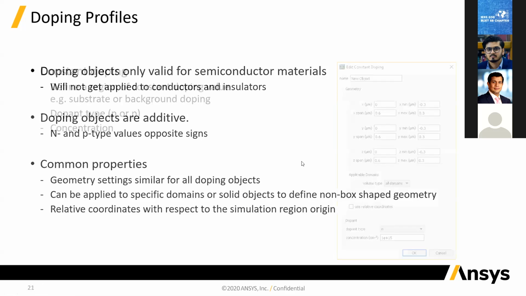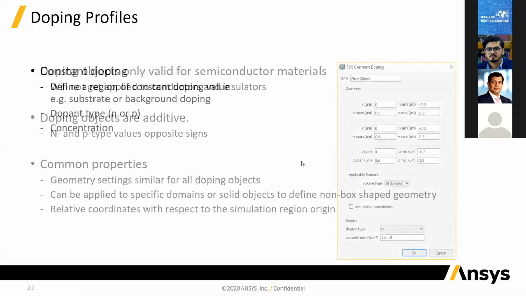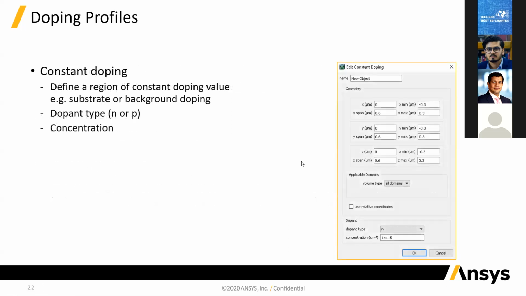So here are the different types of doping objects. One is a constant doping object. As I mentioned, you can design it like a rectangular prism. You can give it an X location, Y location, Z location, and some span, and whatever falls inside that volume gets doped. Then you can define the type of the dopant and the concentration. You can also use this drop down to select a particular domain, and in that case only that particular domain will get this doping applied to it and nothing else.